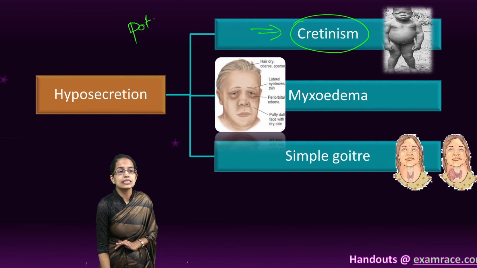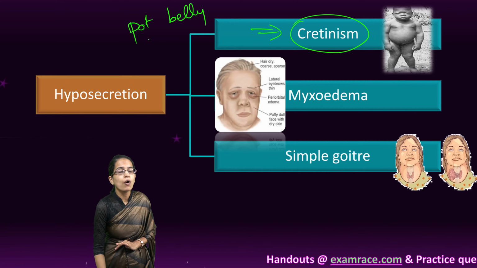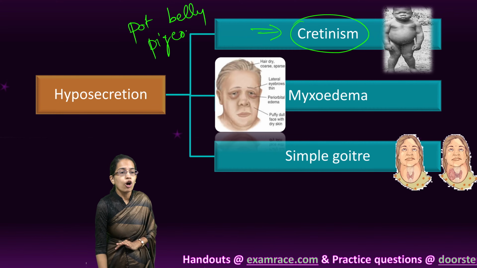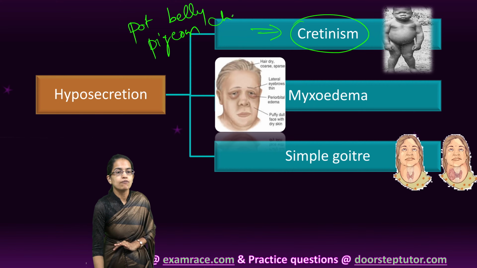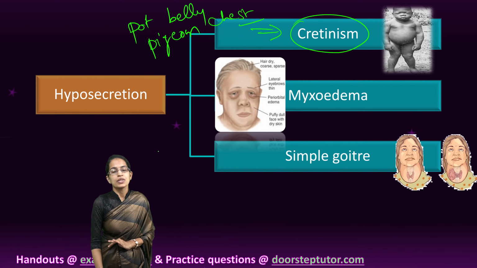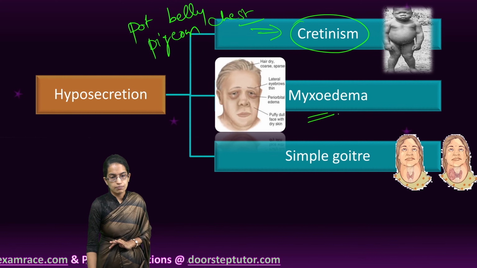Pot belly and pigeon chest are two of the important characteristics of a child suffering from cretinism. The next is myxoedema.